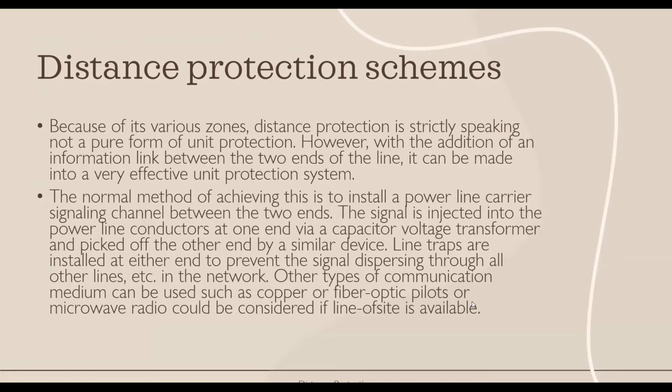The normal method of achieving this is to install a power line carrier signal channel between two ends. The signal is injected into the power line conductors at one end via a capacitor voltage transformer and picked off the other end by a similar device. Line traps are installed at either end to prevent the signal dispersing through all other lines in the network. Other types of communication medium can be used such as copper, fiber optic pilots, or microwave radio. Could be considered if line of sight is available.